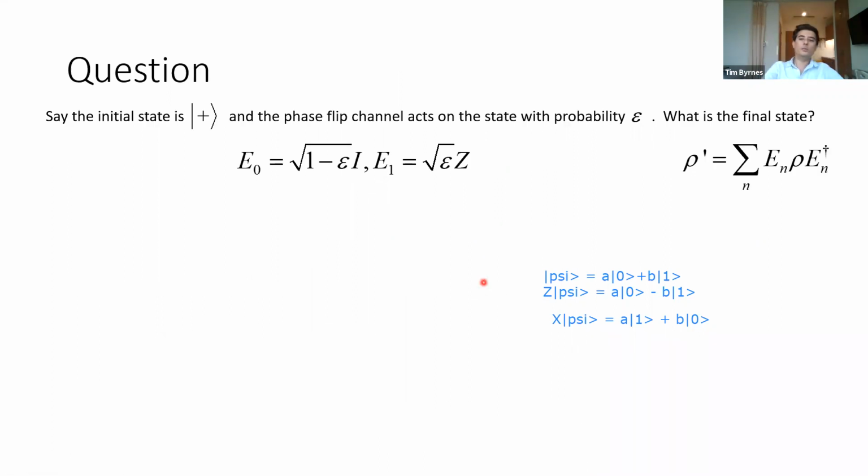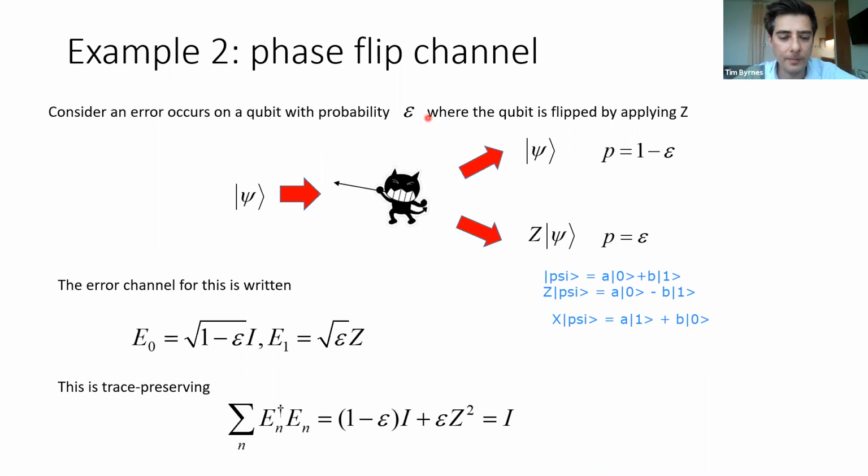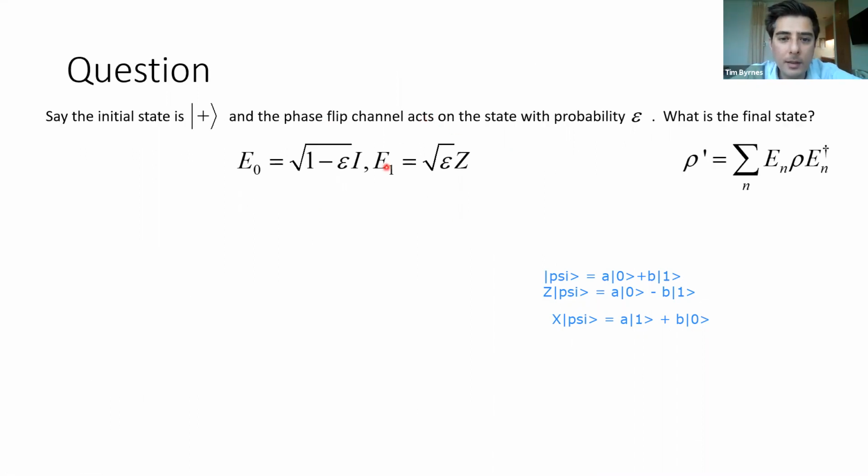Okay, so let's do a little practice. Suppose the initial state is the plus state, and we're going to apply this phase flip channel. That's the second example, the one where we applied z and it acts with probability epsilon. Just using the definition of this error channel, work out what the resulting state is if you start with this particular state. Okay, so I'll give you a couple of minutes to do that.